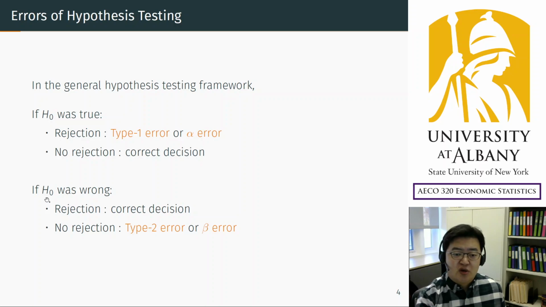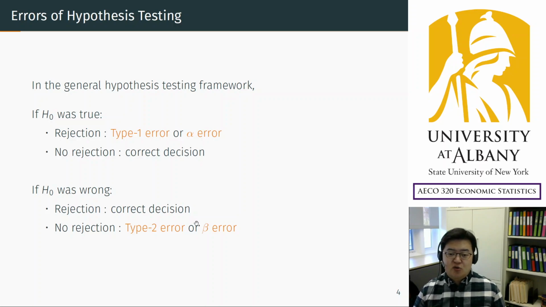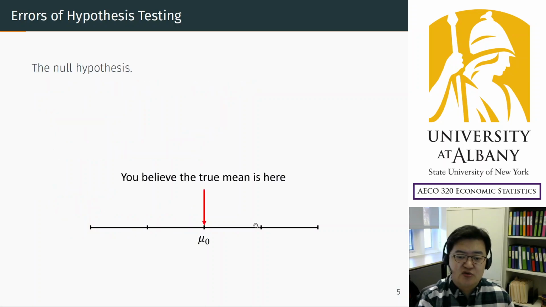But if the truth was that the null hypothesis was wrong, then you had to reject. If you do not reject, that is another error, which we call type 2 error or beta error. Usually I am going to use type 1 and type 2 errors in this course, but some old textbooks could call these alpha or beta errors, right? So it should be easy to understand.